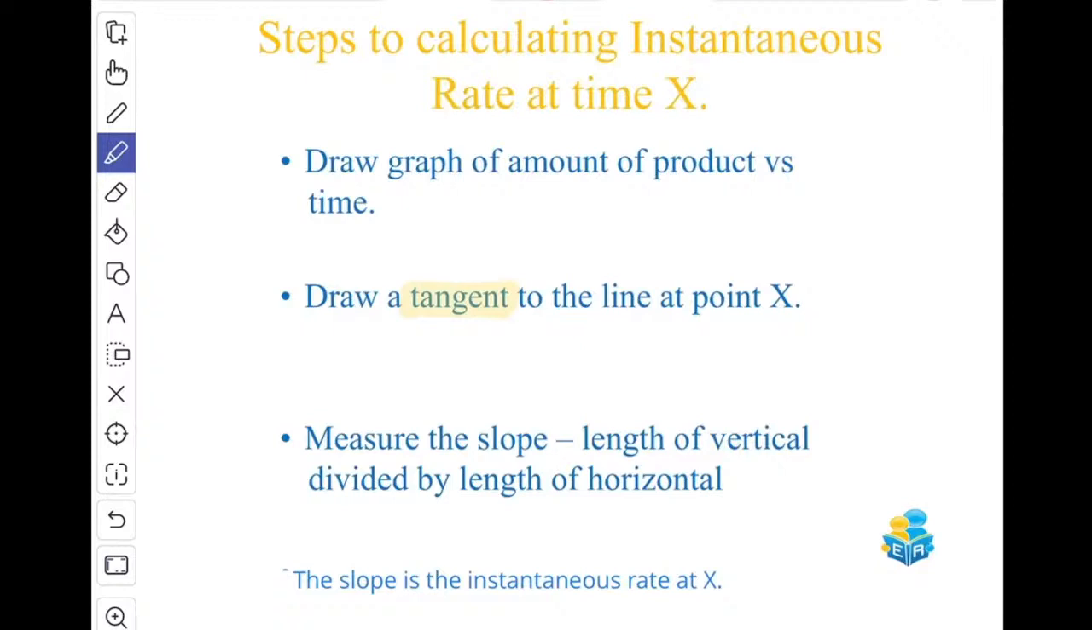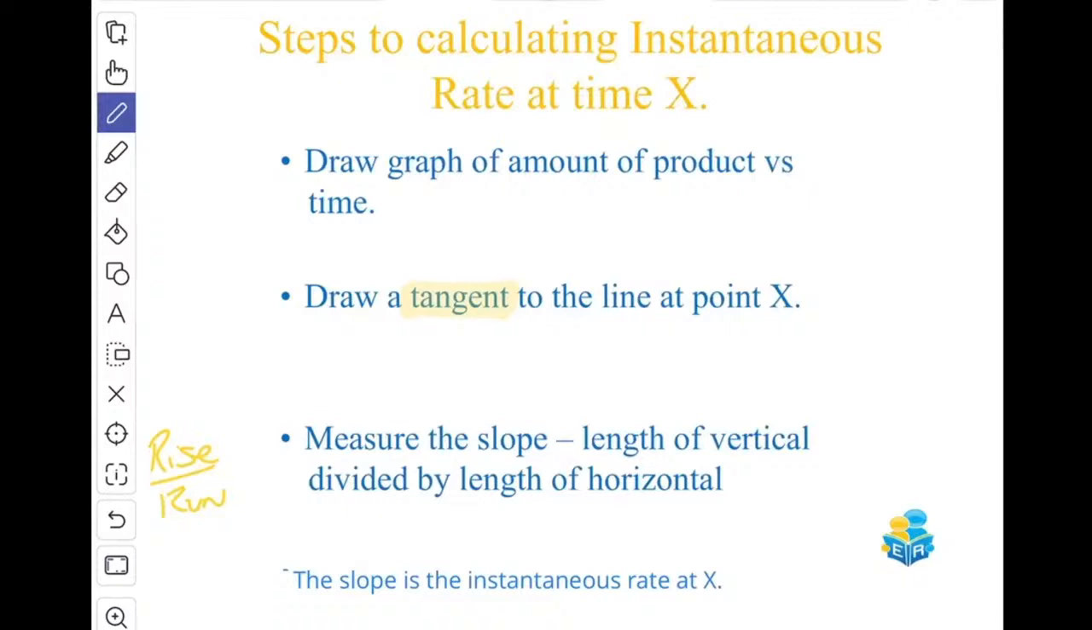So there's many ways you can do the slope. You can use the formula. We also have rise over run, which is the length of the vertical over the length of the horizontal. And once you calculate that slope, that is your instantaneous rate.